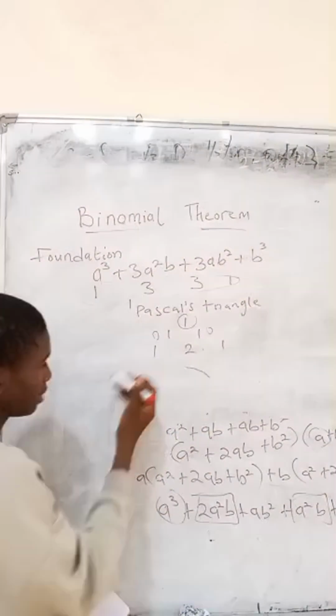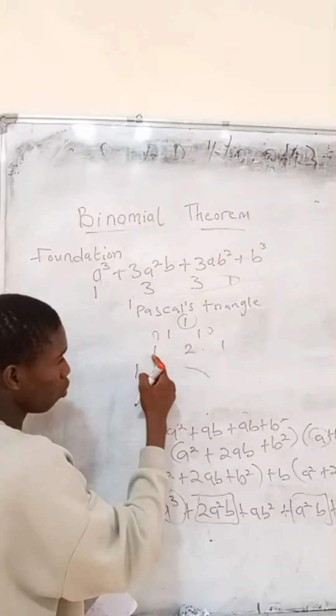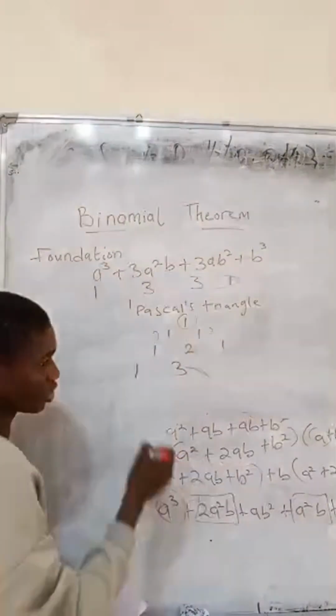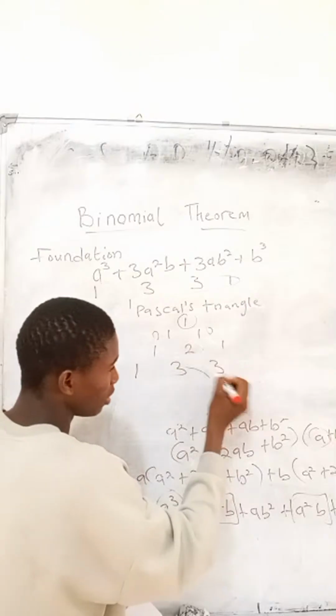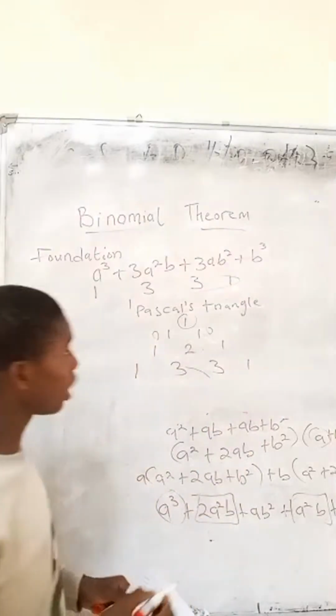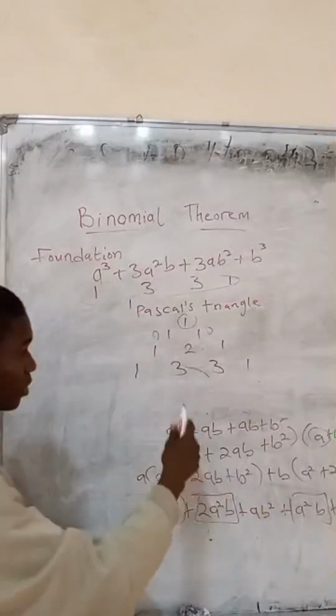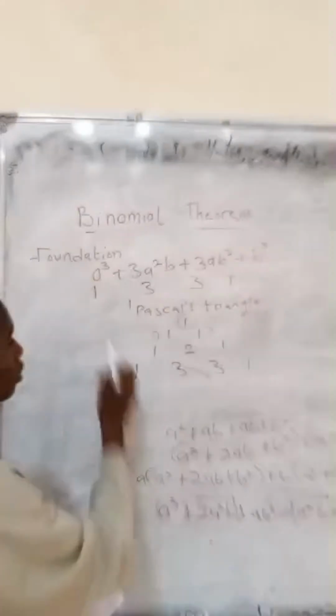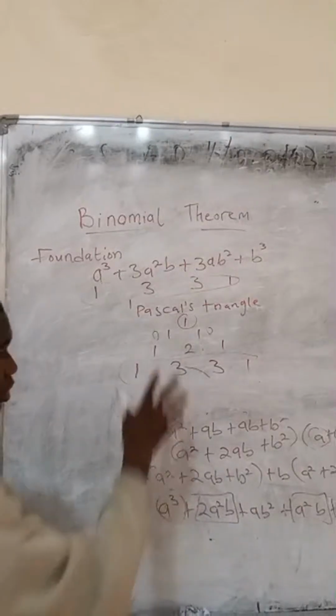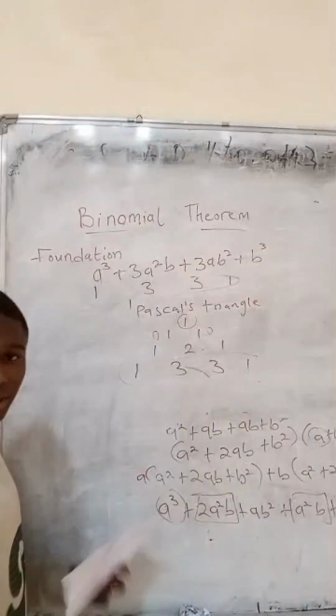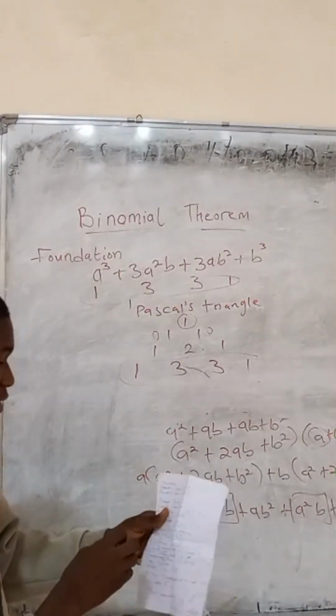Now, the same thing applies for this place. I'll put 1 here also. 1 plus 2 is going to give me what? This part, which is 3. 2 plus 1 is going to give me 3. And I have 1 here. So if you look at this, if you are talking about the fourth term, then it looks exactly like this. So that's how this pattern came into existence, using the Pascal triangle.